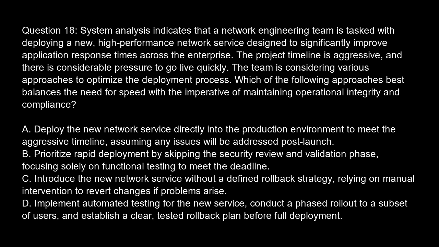Option A. Deploy the new network service directly into the production environment to meet the aggressive timeline, assuming any issues will be addressed post-launch. Option B. Prioritize rapid deployment by skipping the security review and validation phase, focusing solely on functional testing to meet the deadline. Option C. Introduce the new network service without a defined rollback strategy, relying on manual intervention to revert changes if problems arise. Option D. Implement automated testing for the new service, conduct a phased rollout to a subset of users, and establish a clear, tested rollback plan before full deployment.